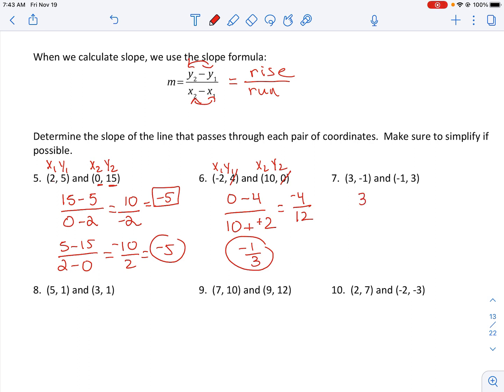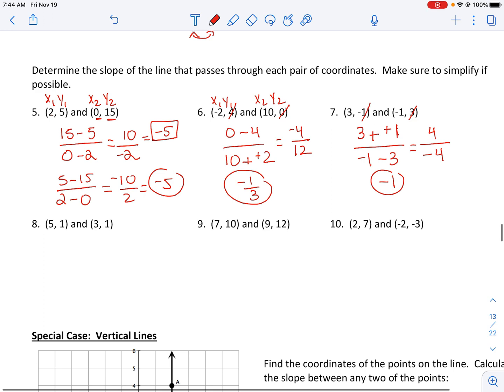Okay. Next one is 3 minus negative 1. And then I have negative 1 minus 3. Again, this becomes a plus plus. 4 divided by negative 4, which gives me a negative 1. Try the next 3 on your own and then pause the video and then restart it to check it.